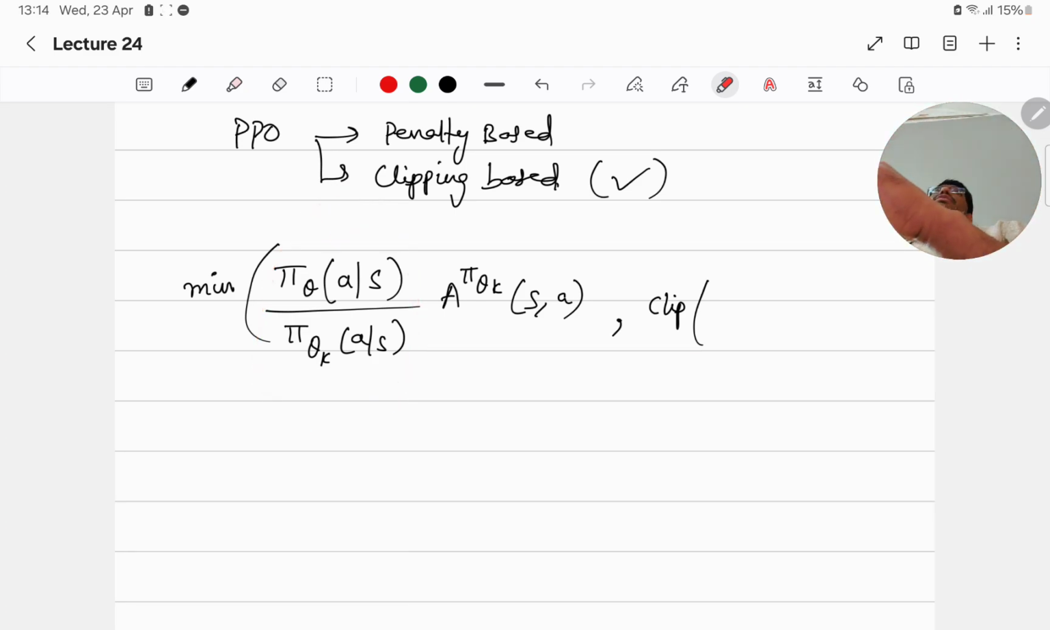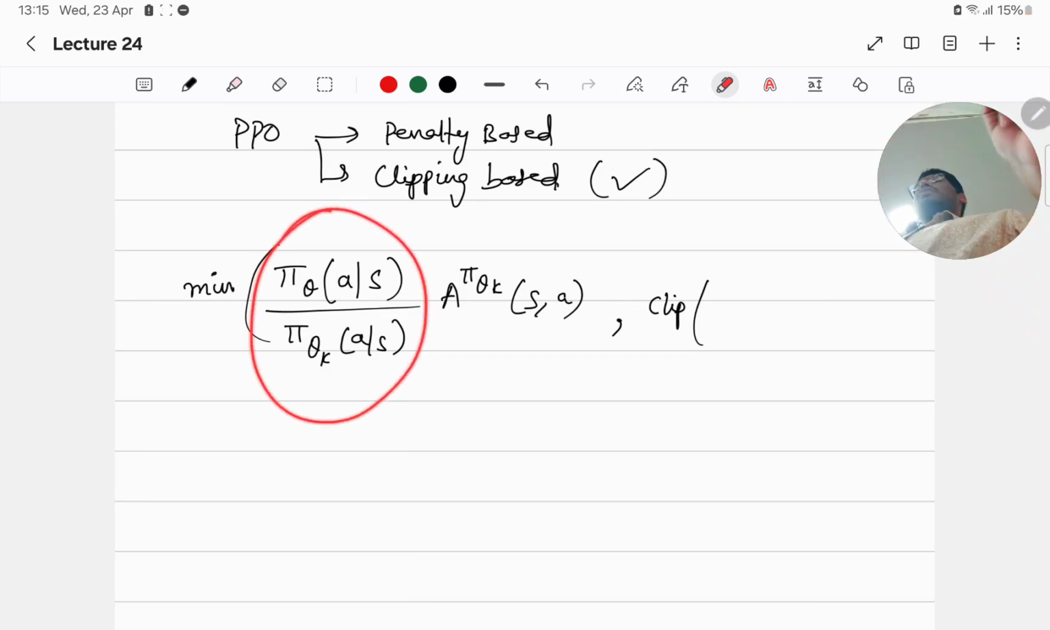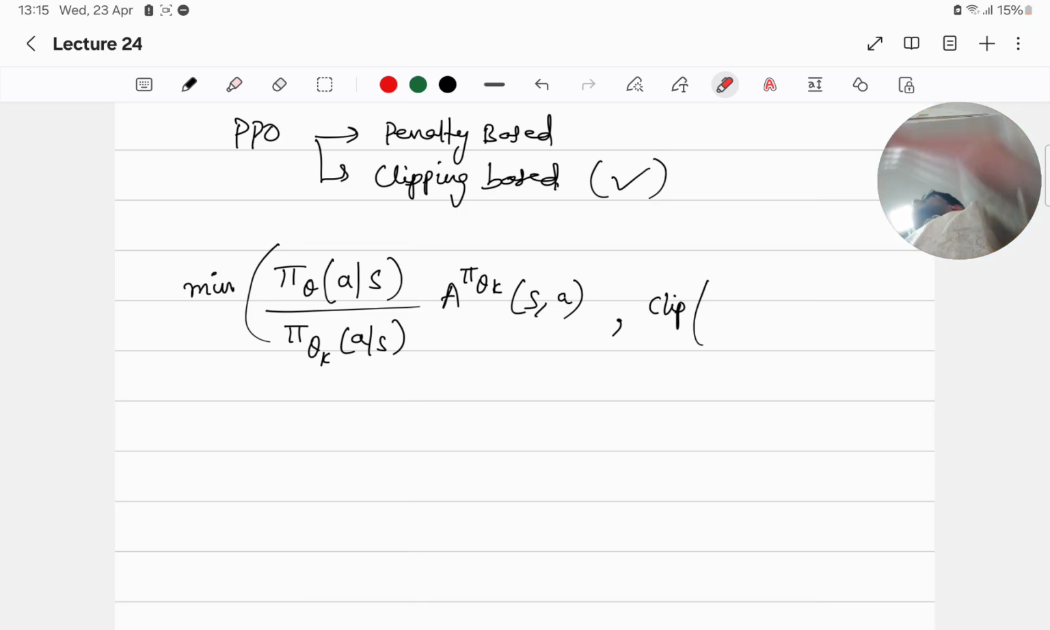If this ratio is 1, what does it mean? In that state action pair, there is no change in the probability. If this ratio is very high, there is a change. If this ratio is very low also, there is a change. So one way to prevent drastic changes in the policy is by restricting this ratio to be within a certain range. That's what we are doing here. Okay.